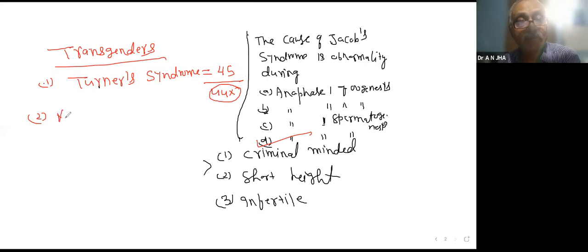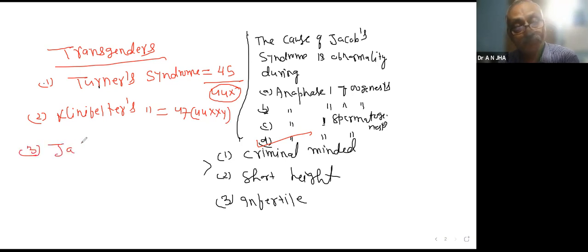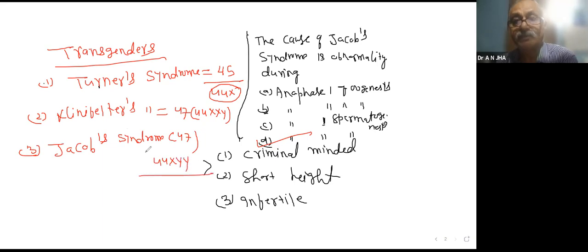We have discussed Klinefelter syndrome, that is 47, that is 44XXY. Then we have discussed Jacob syndrome, 47, it is 44XYY. Then we can have the question: which of the following categories do not come under the transgender?